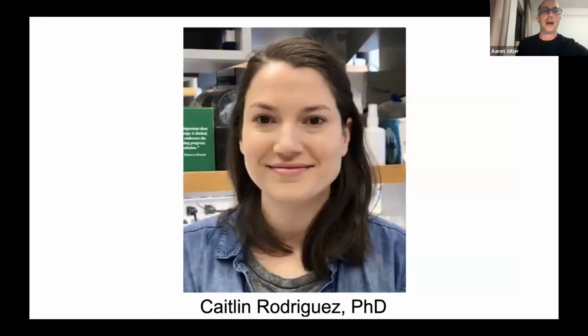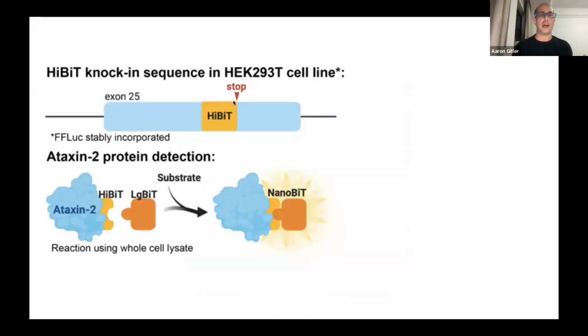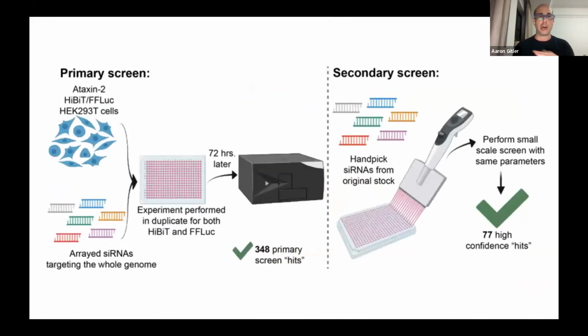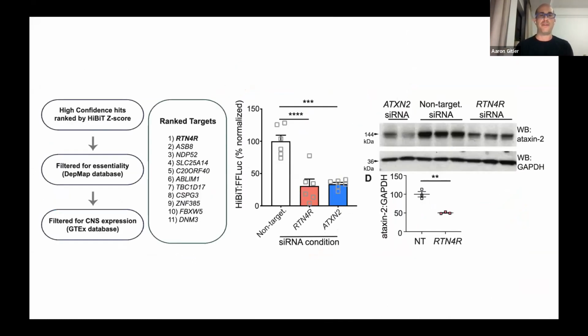First, Caitlin's screen. What Caitlin did was she wanted to find regulators of ataxin-2. So before we can get to small molecules, we have to figure out how ataxin-2 is normally regulated. So she used CRISPR to insert this HiBiT tag in frame with the ataxin-2 gene in a human cell line. This is an inert 11 amino acid peptide, but then when you add LgBiT, it complements, it reconstitutes the luciferase, and you can detect levels using a plate reader. It's very sensitive. You knock down ataxin-2, you see less luciferase. She then used this in a genome-wide arrayed siRNA screen, and she found many hits.